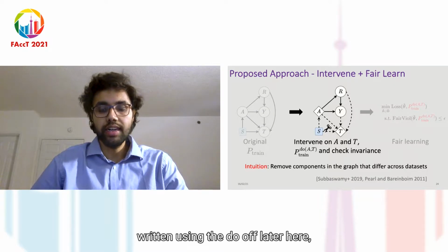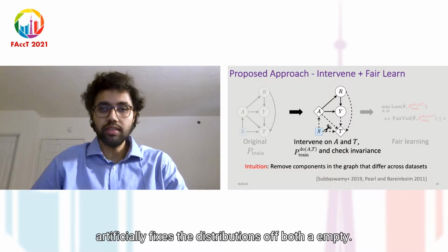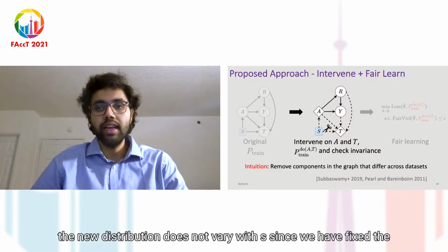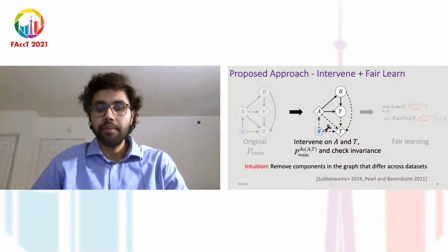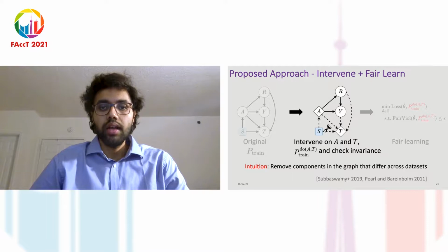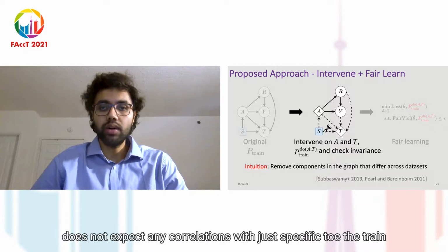This intervention, written using the do operator here, artificially fixes the distributions of both A and T. As a result, the new distribution does not vary with S since we have fixed the components that did depend on S. In other words, the interventional distribution is invariant to shifts. Invariance implies that using this distribution in downstream learning tasks does not extract any correlations which are specific to the trained distribution.